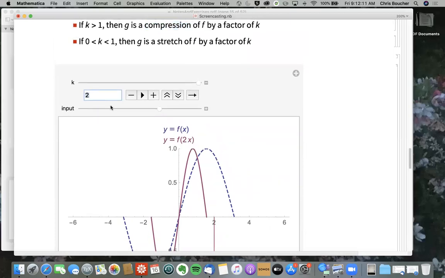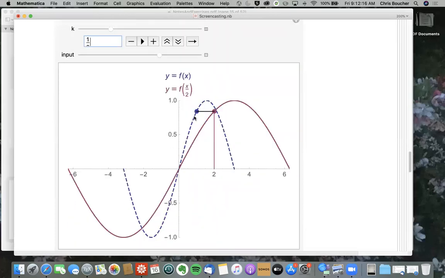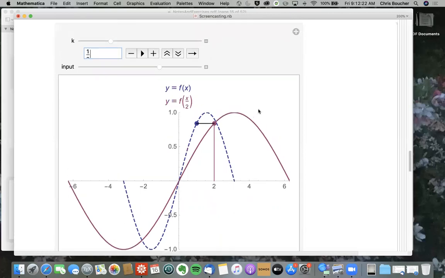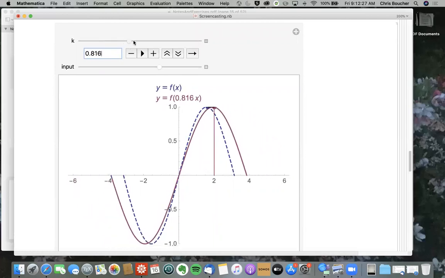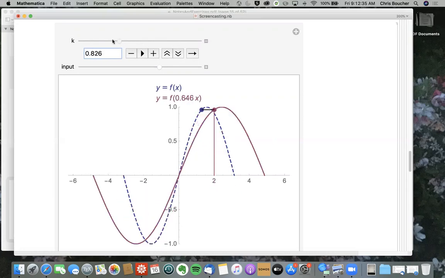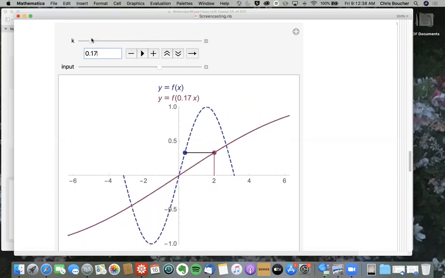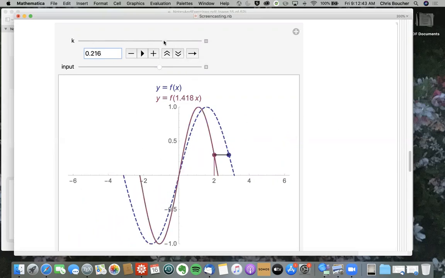Whereas if k is less than 1, take a k value of 1/2, now what happens is the blue curve gets pulled out or stretched out away from the y-axis, right? So as I move k around, as k increases, you can see that for large k values, I'm getting more and more of a compression. And for small k values, I'm getting more and more of a stretch, right? So when k is really small, I'm really stretching that blue curve out. And when k is on the large side, I'm really compressing it, scrunching it in towards the y-axis.